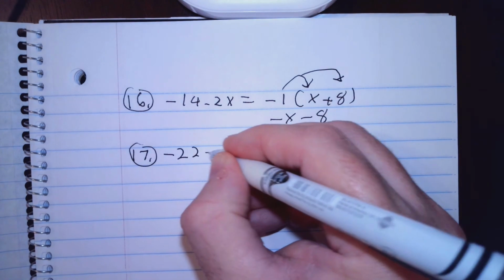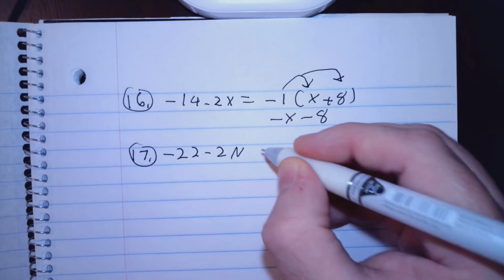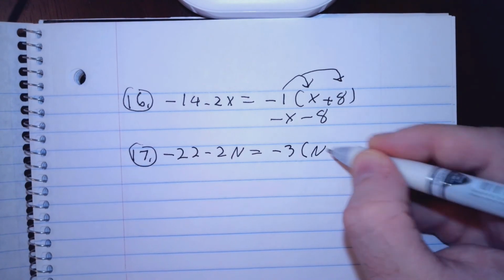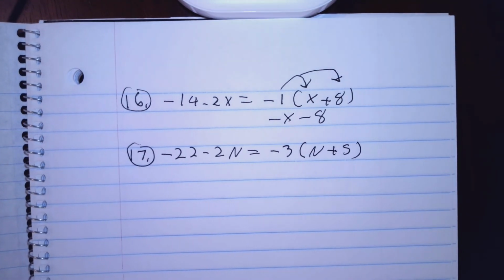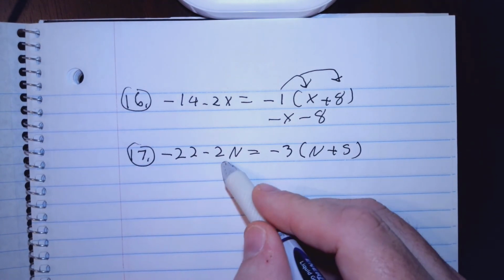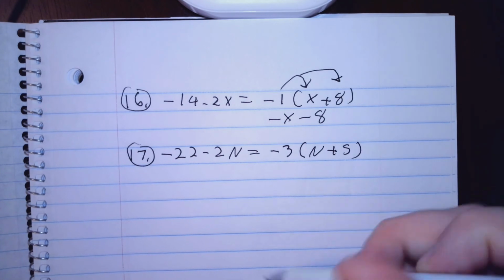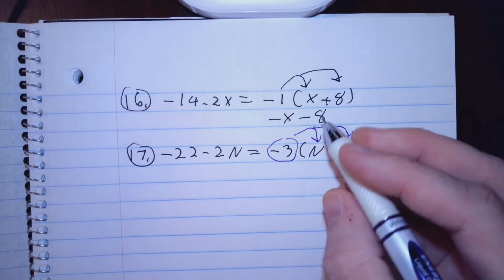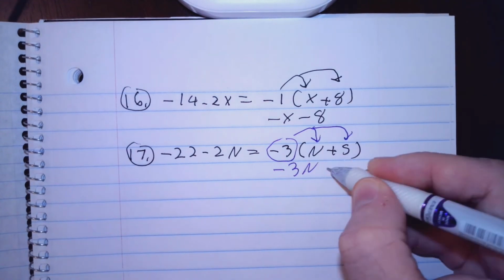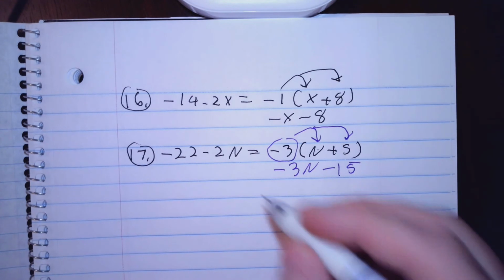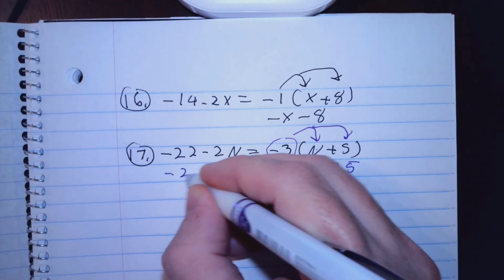Negative 22 minus 2n equals negative 3n plus 5. Okay, we're going to need to simplify. This side is pretty good. I have 2 terms. I got negative 22 minus 2n. That's 2 terms. This side, let's go ahead and take this guy and distribute property. Negative 3n minus 15. Negative 3 times n. Negative 3 times 5. All right, let's write this down as well.